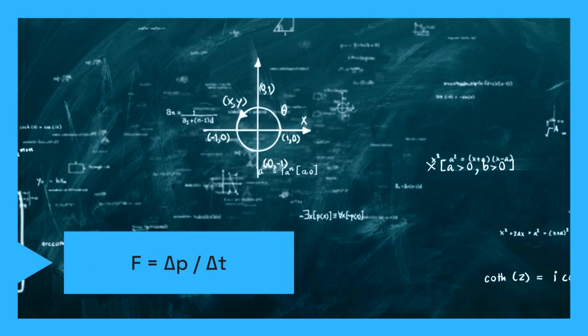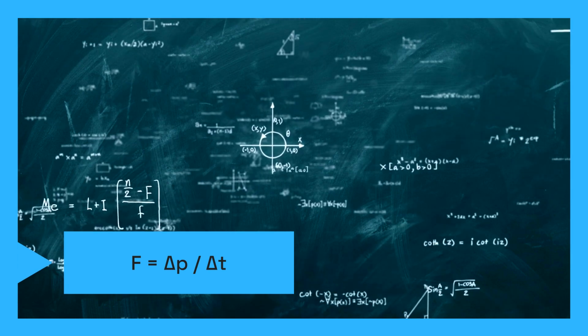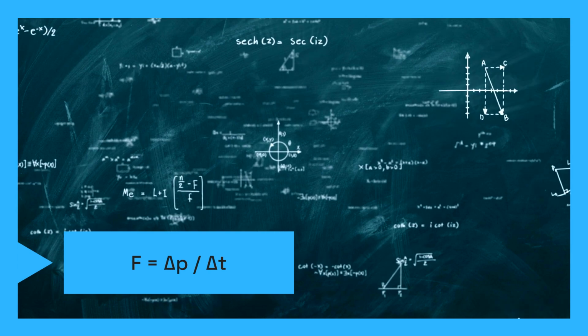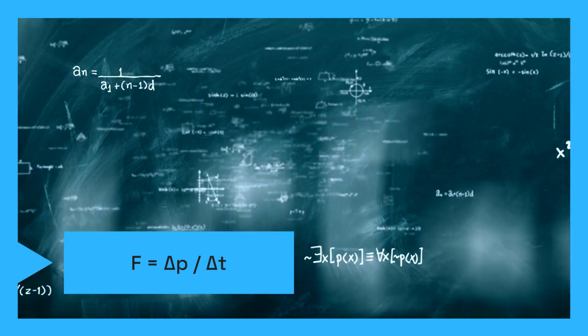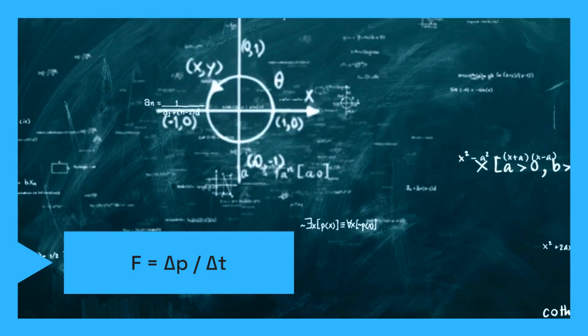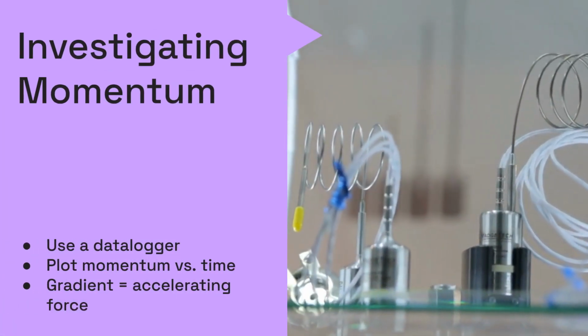While you may know F equals ma, Newton originally defined his second law in terms of momentum. He stated that the resultant force applied to a body is directly proportional to the rate of change of momentum. This perspective is vital when mass is changing, or when calculating the force required to bring a moving object to rest. In the lab, we can use a data logger to record a trolley's movement.